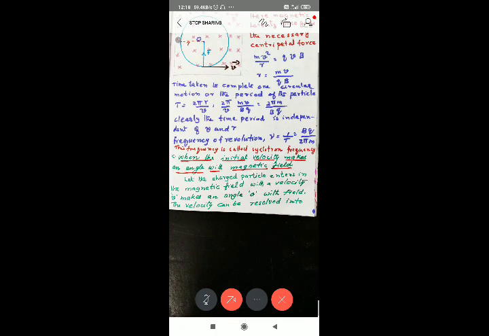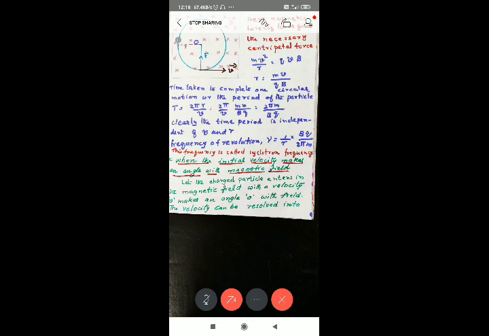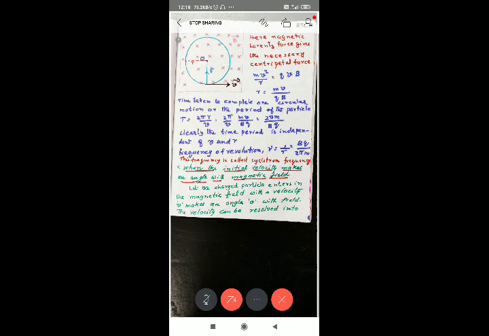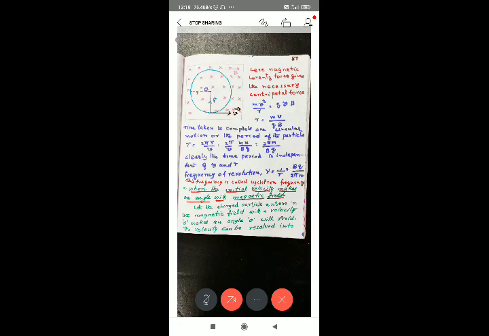So the frequency of revolution is 1 by time period, which we know is the inverse of the above value, bq by 2 pi m. This frequency is called cyclotron frequency, but you know cyclotron is a deleted portion. Actually it is a lengthy experiment. It was usually asked as a 5-mark question, that much important it was. But according to the new syllabus, cyclotron is not there. Okay, so you need not study cyclotron.